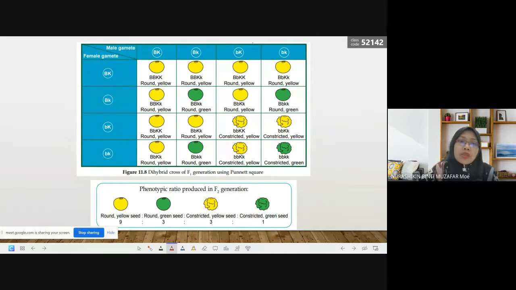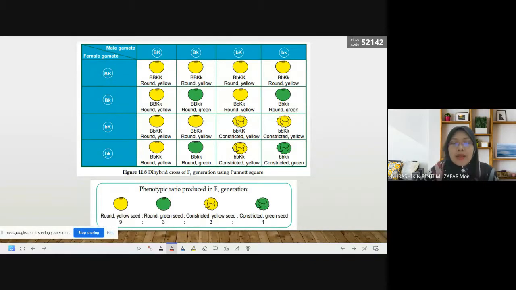So the Punnett Square looks like this. Okay, so we need to arrange the gametes one by one. We put them in the boxes. It has 2 arrows, the X and Y axis. Okay, so big B, big K, we put in one table. Big B, small k, small b, big K, small b, small k. Arrange them. And then you put at the Y axis, the same, arrange the same. Big B, big K, big B, small k, small b, big K, small b, small k.